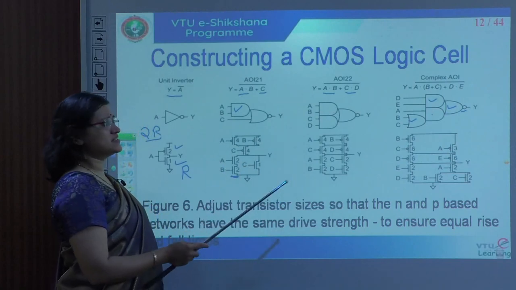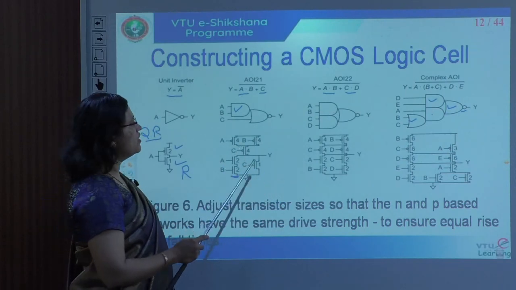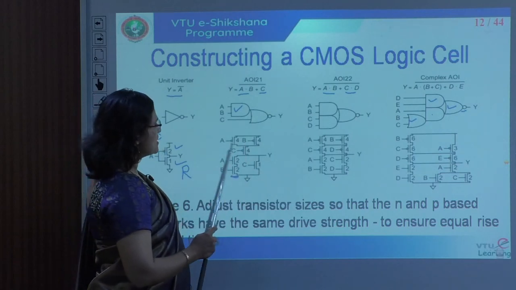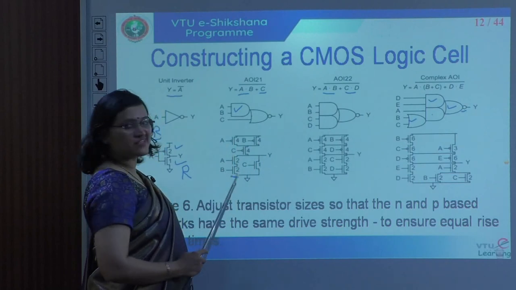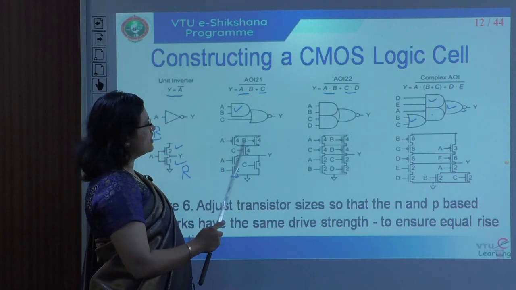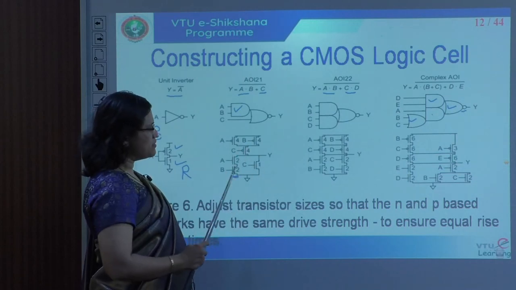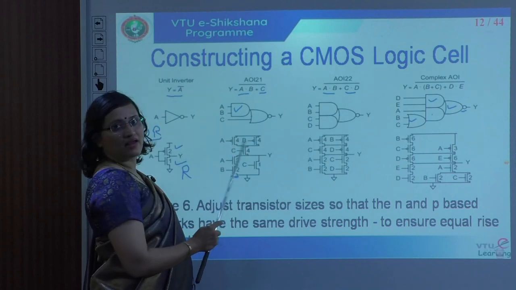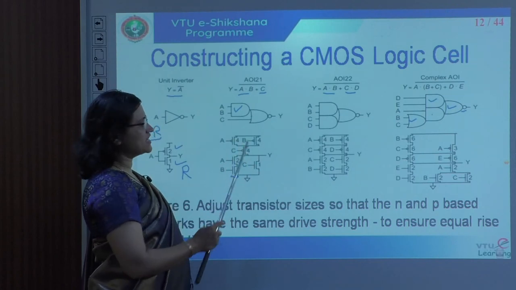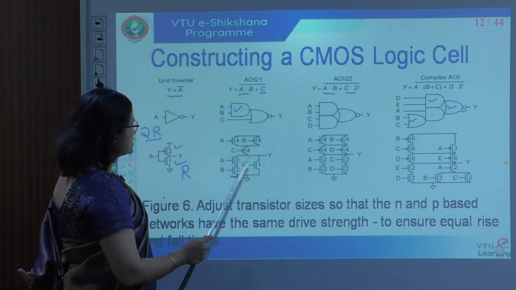The PMOS network is exactly opposite because it works in complementary mode. So when we draw the PMOS transistors, if A and B are in series in the N channel, then here A and B will come in parallel. And C, which was in parallel with A and B, here comes in series with A and B. Exactly opposite.